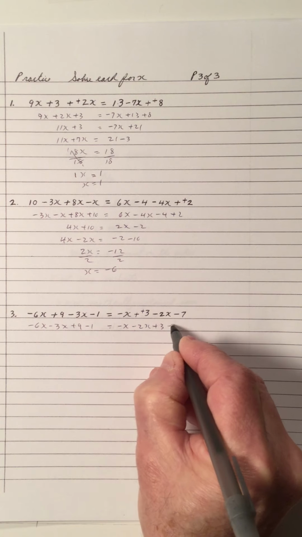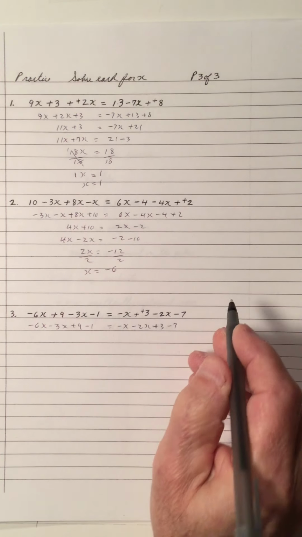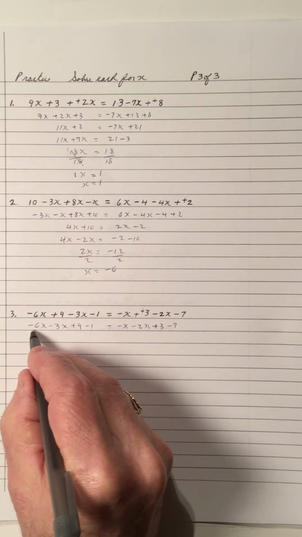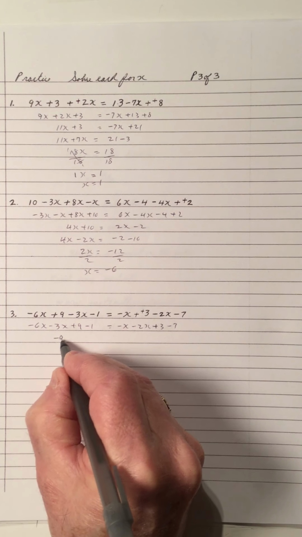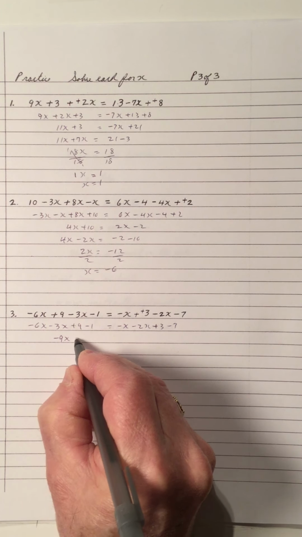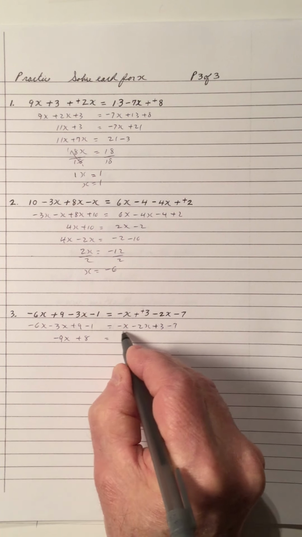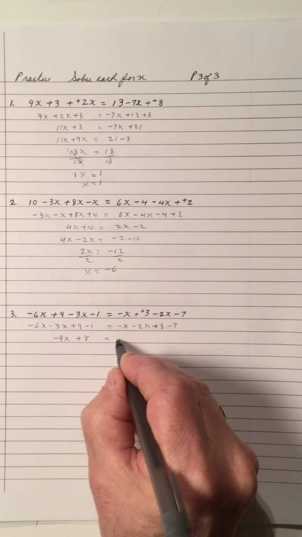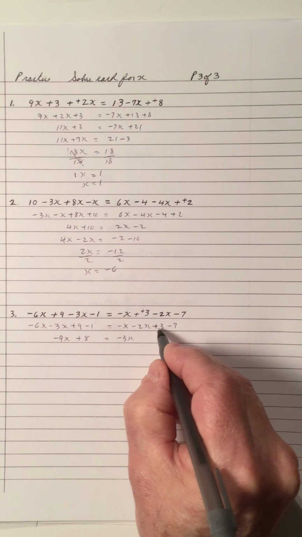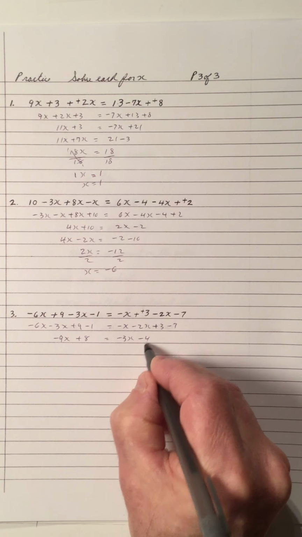And then the numbers because the constants go on the right. And add up the like terms. Negative 6, negative 3 is negative 9x. 9 minus 1 is 8. Negative, that's a negative 1, negative 2. That's a negative 3x. And 3 subtract 7 is negative 4.